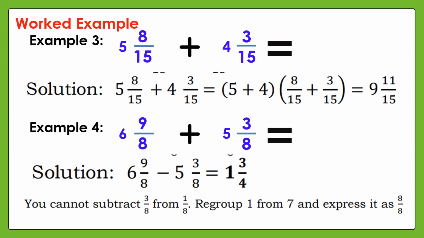Example number 4, 6 and 9/8 plus 5 and 3/8. Solution, 6 and 9/8 minus 5 and 3/8 is equal to 1 and 3/4. You cannot subtract 3/8 from 1/8. Regroup 1 from 7 and express it as 8/8.